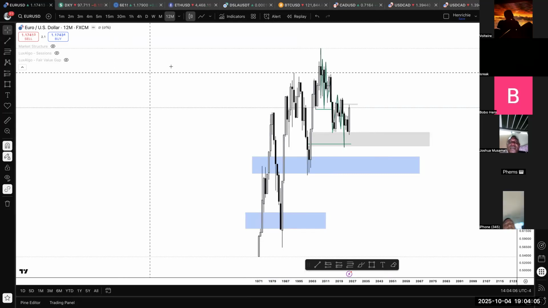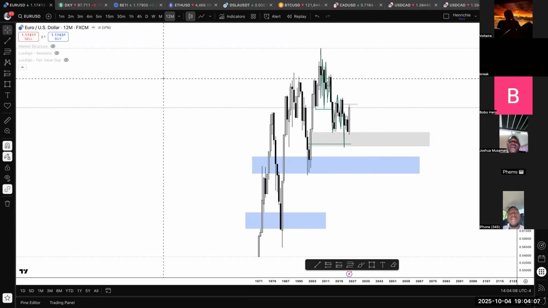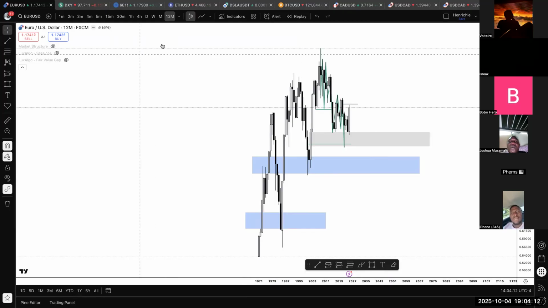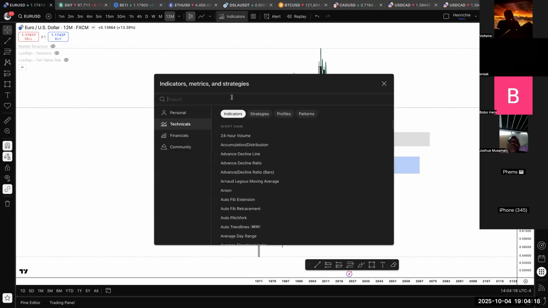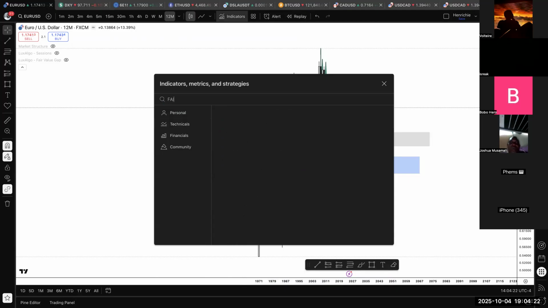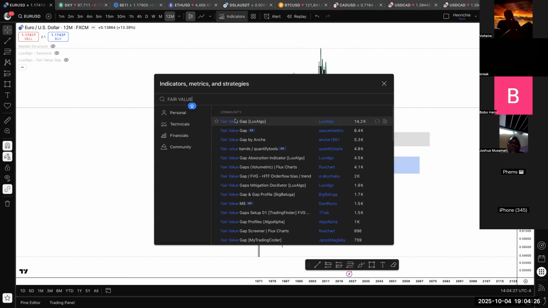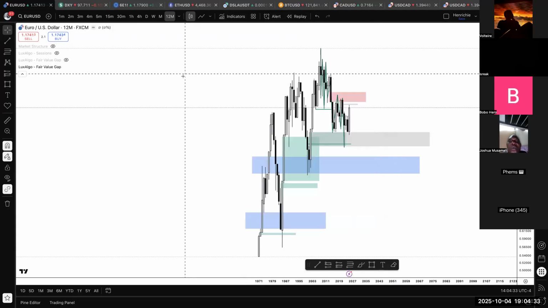Now, for some of you that might still be struggling with understanding inefficiency, there's an indicator that you can use. I'm just going to give you guys the tools, even if you're struggling, you're a newbie. You can literally just go to TradingView, type indicators, and search fair value gap. You can see the first one here, go click on it. And it's not perfect, but it does the job.